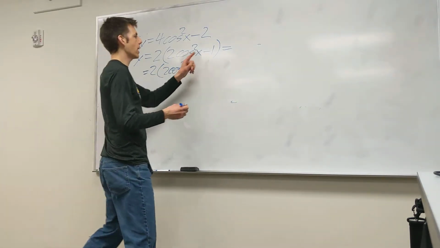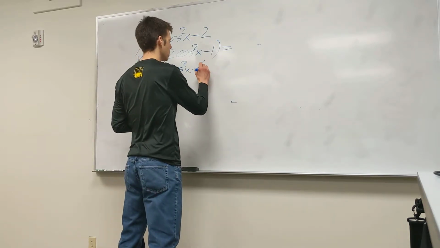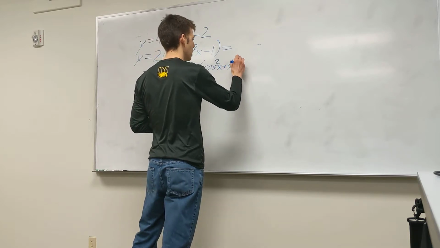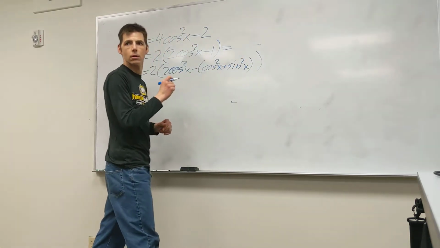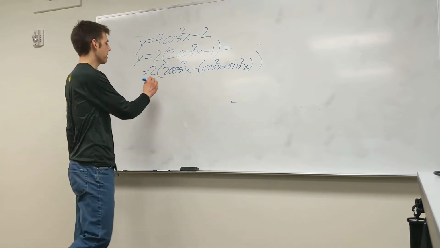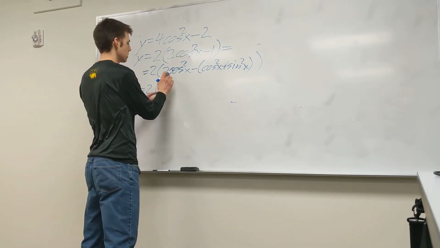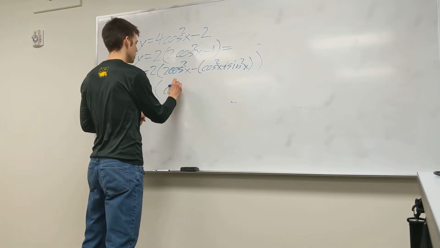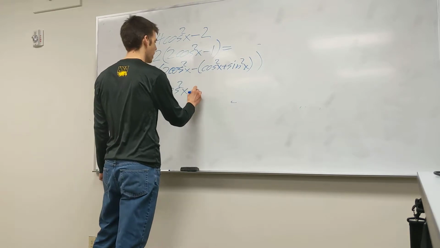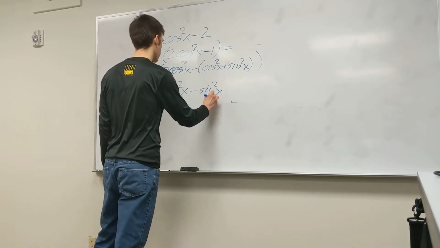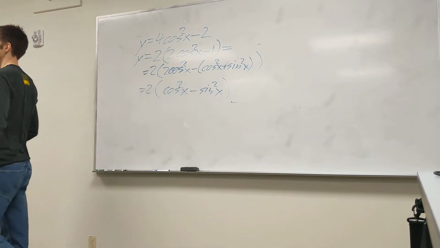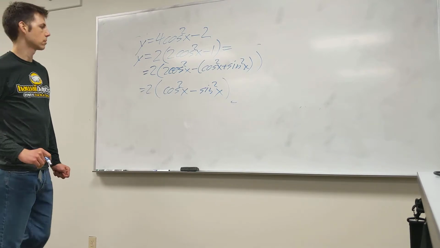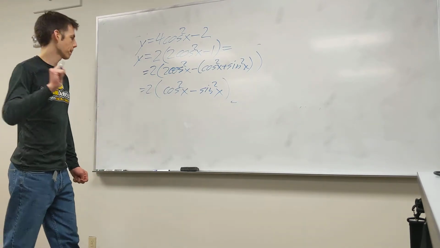So here, let me express the 1 as, what is 1? Cosine squared x plus sine squared x, right? So then simplifying, this is going to be 2 times 2 cosine squared x minus 1. Cosine squared x minus sine squared x is cosine of 2x, right? So according to the formulas I have written up there.